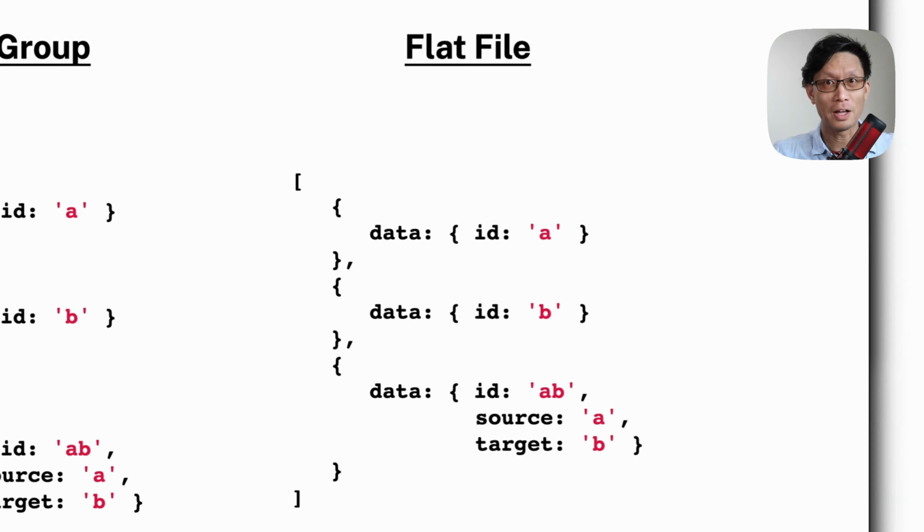But the flat file option on the right is what's used by the Cytoscape plugin used to visualize the graph data in the Streamlit app. And it just takes a flat file. So how it knows the difference between nodes and edges is if the data payload has just an ID, or if it has an ID and source and target key values, in which case it's an edge.